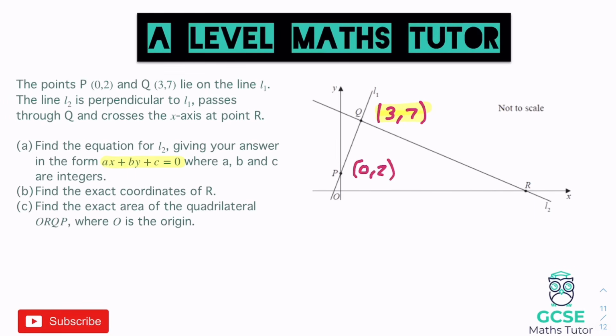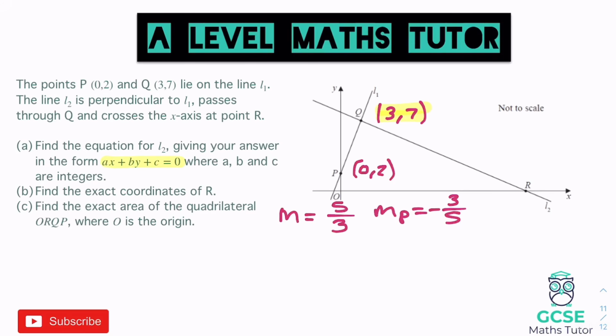So if we have a look, going for our change in y over change in x, I'm going to go from point P to point Q. So from 2 to 7 is 5. And from 0 to 3 is 3. So our gradient is 5/3. Now having a look at our line L2, we need our perpendicular gradient. So if we flip that over and change the sign, we get minus 3/5. So there's the gradient of line L2.